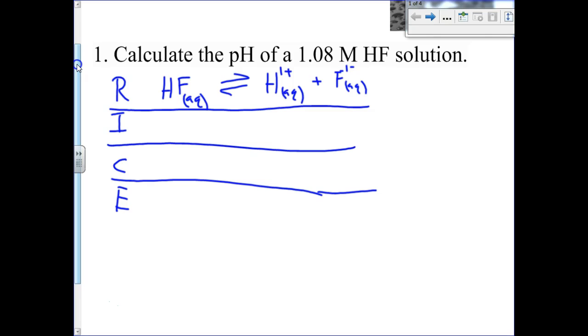Our initial conditions. What goes into an ice table are concentrations. These are all concentrations when we fill in our ice table. So, what's the initial concentration of our hydrofluoric acid? 1.08 molar. What's the initial concentration of my hydrogen and my fluoride? 0. We haven't reacted it yet. We haven't broken it apart yet.